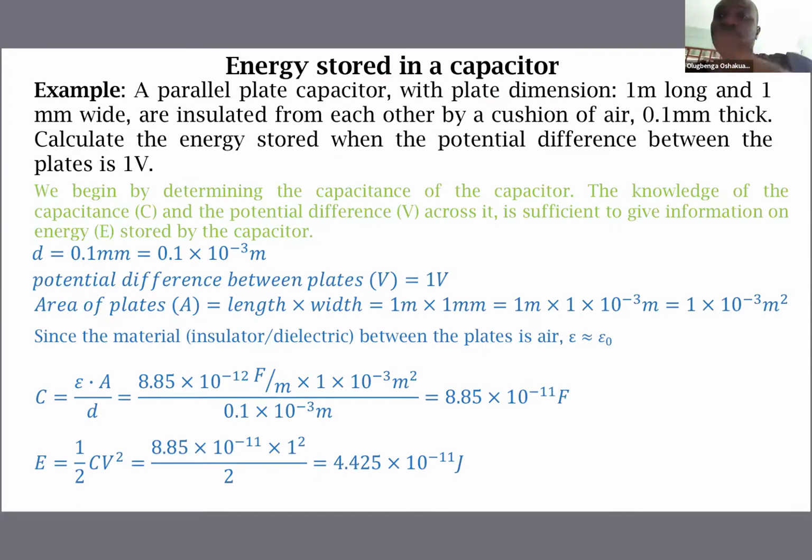So this one is an example which is solved already. A parallel plate capacitor with dimension 1 meter long and 1 millimeter wide are insulated from each other by a cushion of air. That is, there is nothing, just air. The plates are just there. No nylon, no oil, nothing, just vacant, occupied by air.